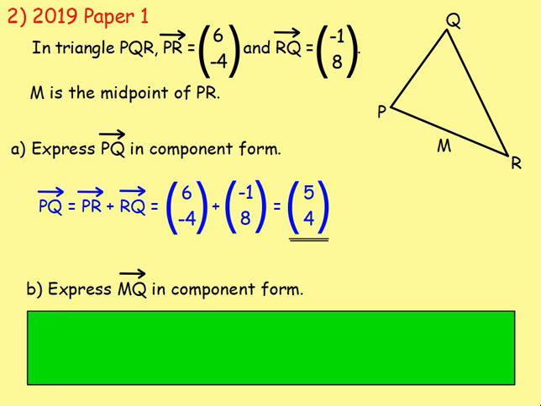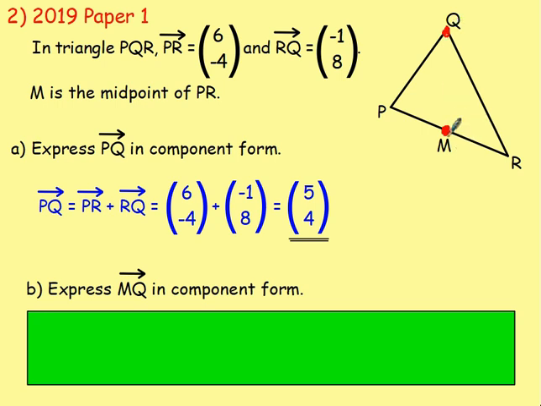With part B, express MQ in component form. So M, remember, this was the midpoint of the line PR. So how do we go from here, this point M, up to point Q?